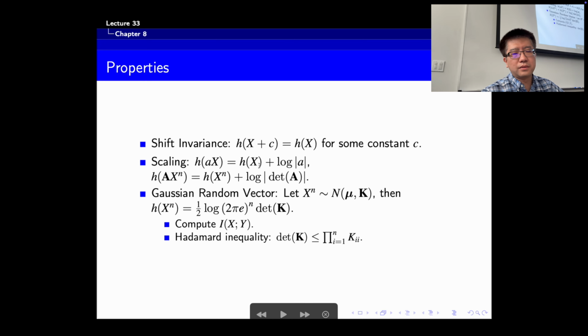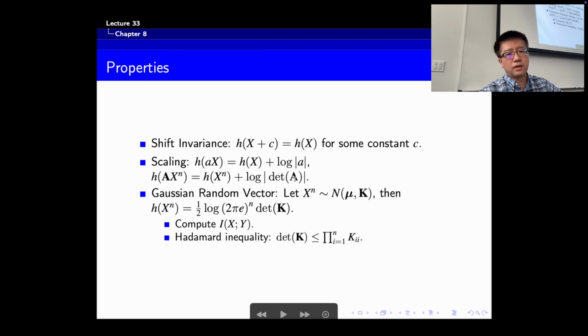For those properties that are relatively new, first is shift invariance. If we add a constant to the random variable, we don't change the differential entropy. If we do a scaling, this is what we get for the scalar case. But if we multiply a vector by a matrix, this is what we get, where we need the log of the determinant of the matrix.